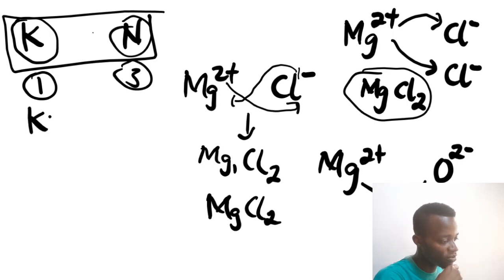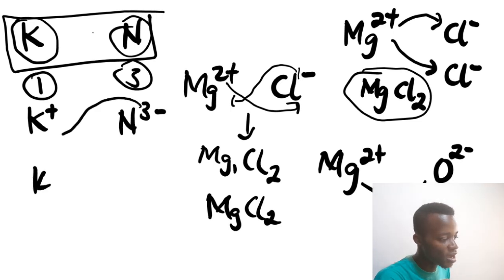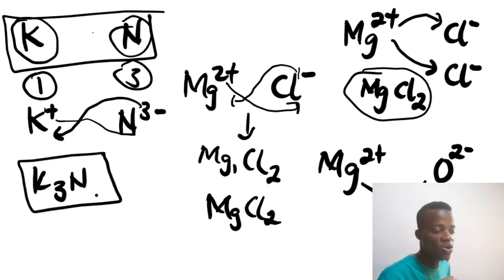Potassium is in group 1, so it goes K+, and nitrogen is in group 5, and in group 5 it just needs 3 electrons, so we have 3-. So what will happen is that this 3 will come as the frequency for this one, and this one will go as the frequency for this one. You become K3N, and basically this is just to help you master it. This is what you have for this session.